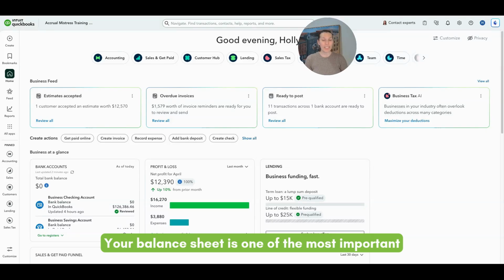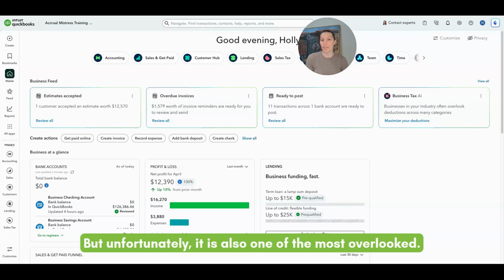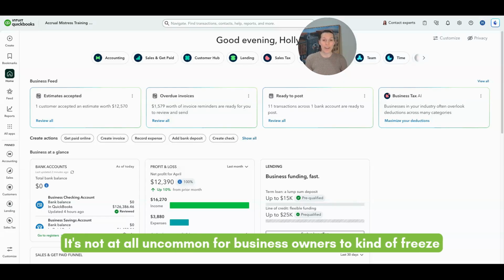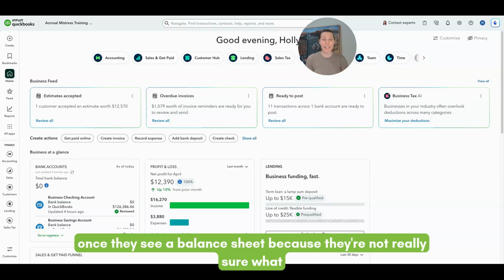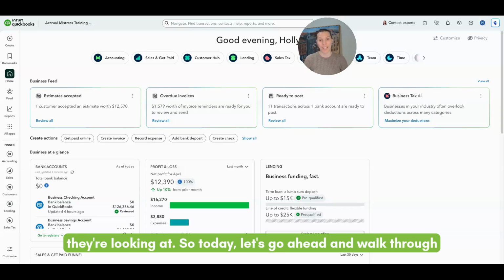Your balance sheet is one of the most important reports that is generated by your accounting software. But unfortunately, it is also one of the most overlooked. It's not at all uncommon for business owners to kind of freeze once they see a balance sheet because they're not really sure what they're looking at.